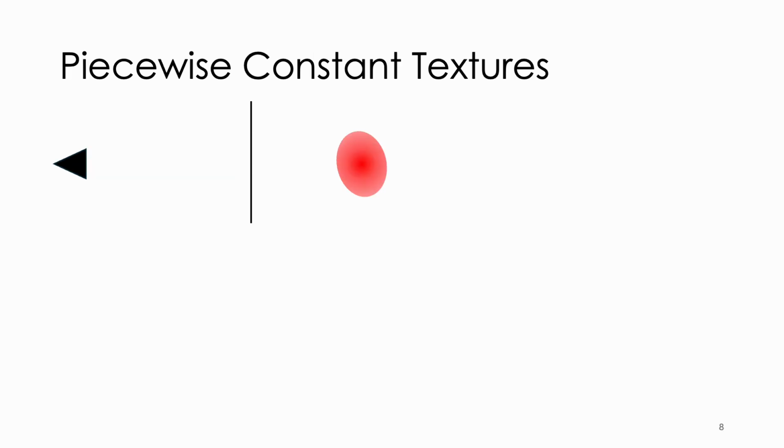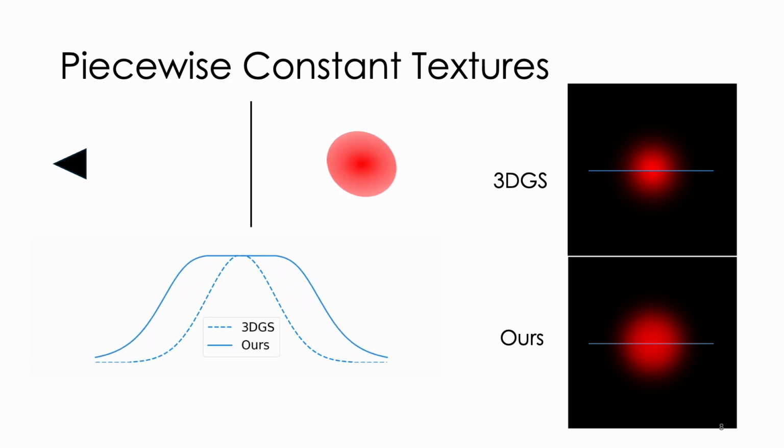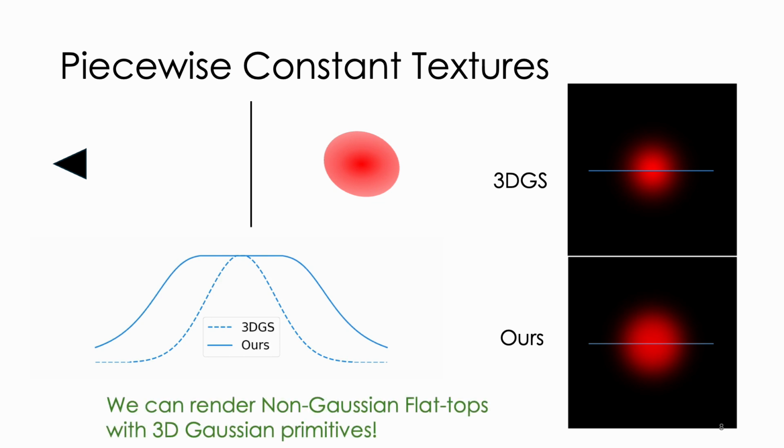Besides being physically more consistent, we also render piecewise constant textures better than 3D GS. To show this, we render a 3D Gaussian with both 3D GS and our method and examine the 1D cross-sections of the rendered images. By increasing the z-scale or density, we can render non-Gaussian flat top profiles from a 3D Gaussian primitive. This is not possible with 3D GS due to the Gaussian falloff of the splatted 2D Gaussian.